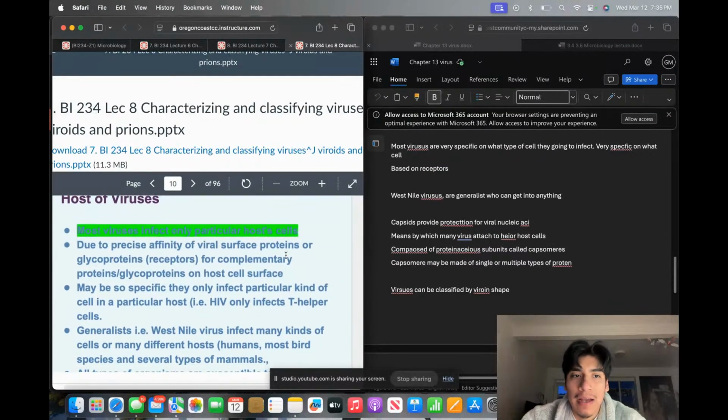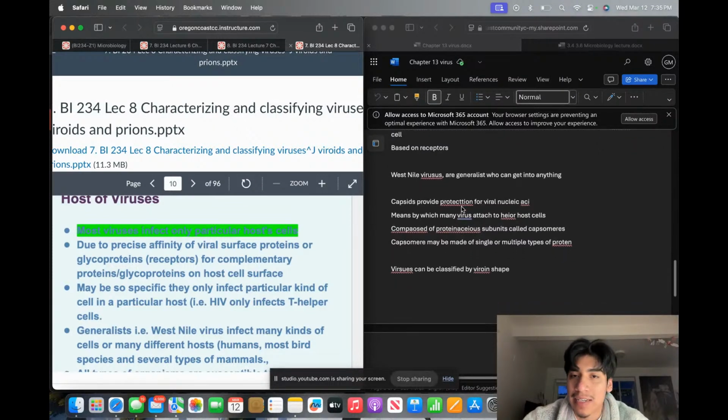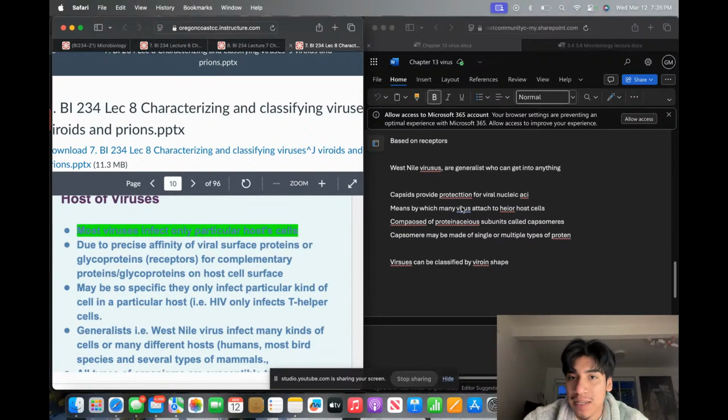So here we have an underline. Most viruses infect only particular host cells. Generally, viruses are very specific on what type of cell they're going to infect. An example of this is that HIV only is able to infect us because it has the correct receptors for T helper cells in our immune system. That's a very specific type of T cell, just to show how specific it gets. And it won't bind to anything else.